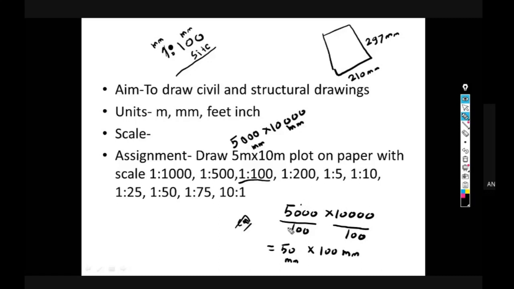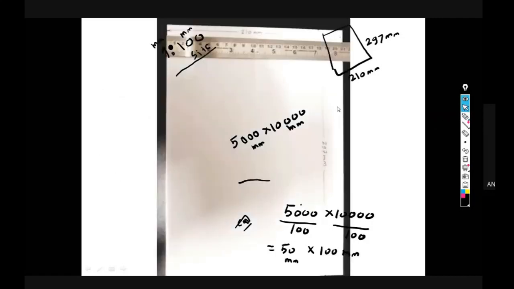So 50 mm, how can you draw 50 mm on the paper using a scale? Take a scale like this. You know how to use the scale. This is a scale. Can you just tell me what is 50 mm over here? Can you see this 50 mm? Can you show that 50 mm to me? So let me erase this first. Where is 50 mm?